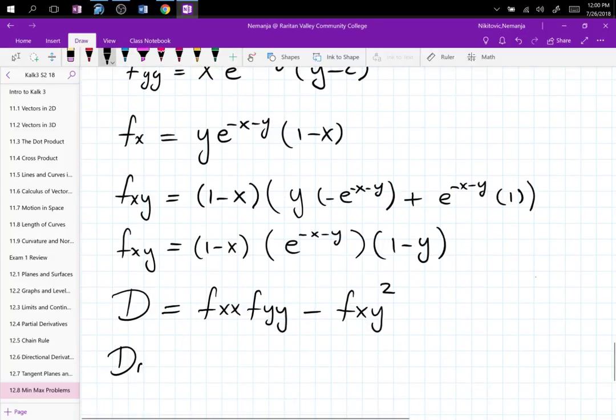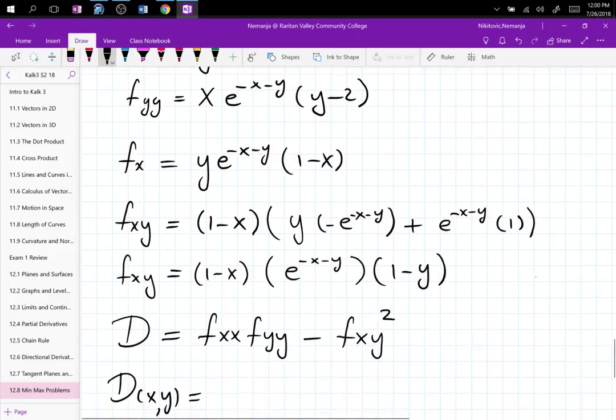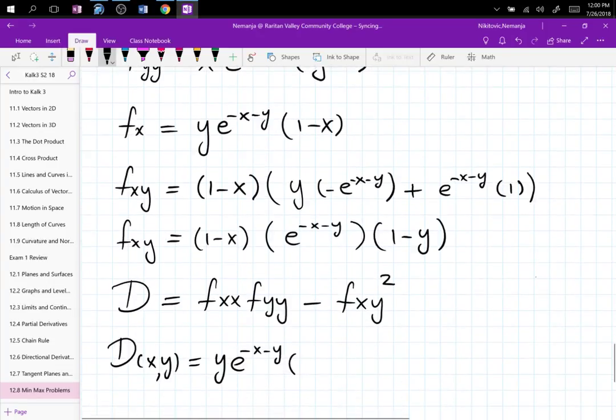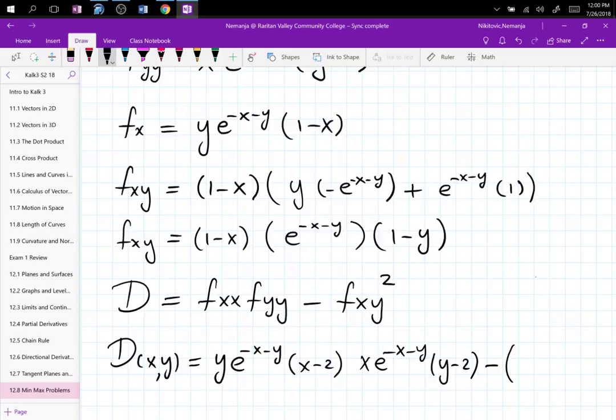So d, which is the function of x and y, is going to take our fxx. Fxx was y e to the negative x, negative y, and then in parentheses x minus 2. That needs to be multiplied by fyy, which would be x e to the negative x, negative y, y minus 2, and all of that minus, in parentheses, we can just square each one individually. So 1 minus x squared, 1 minus y squared, and then e to the minus x minus y. Yeah, it's squared. There we go.